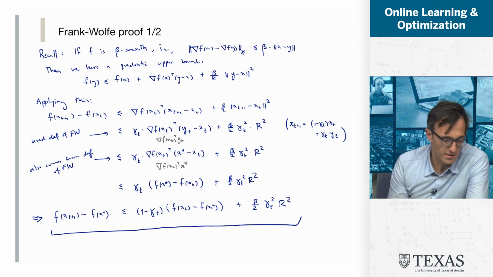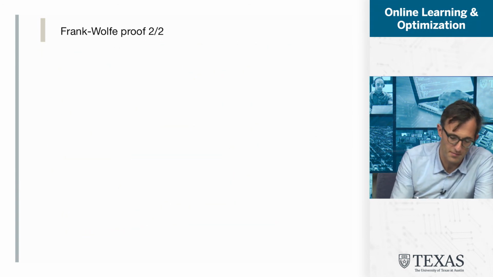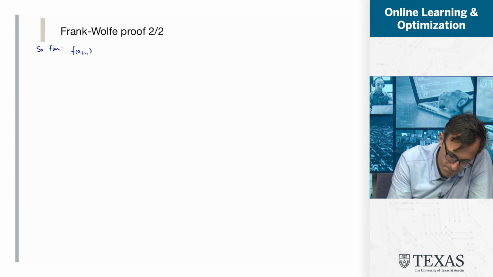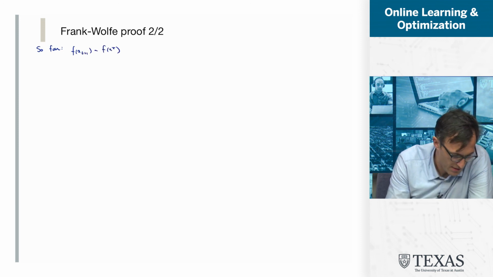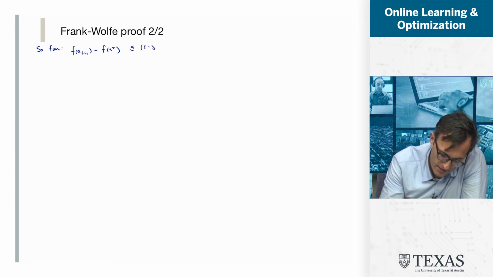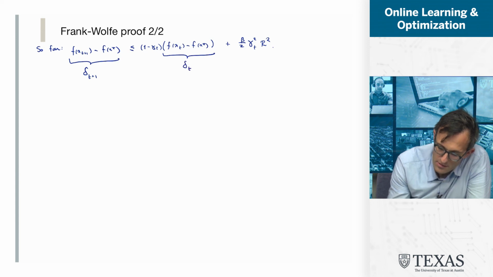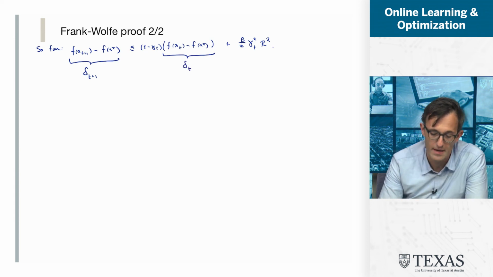It turns out that we're very close. Let me copy down what we had from the previous slide. So far, we have that f of xt plus 1 minus f of x star, the suboptimality, is upper bounded by 1 minus gamma t times f of xt minus f of x star plus this other term that I'm carrying around. So this is the suboptimality of xt plus 1. Let me call that delta t plus 1, and by the same token, let me call this delta t. So in other words, delta t is the suboptimality at the tth iteration.